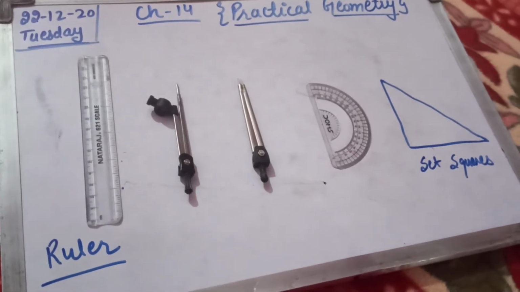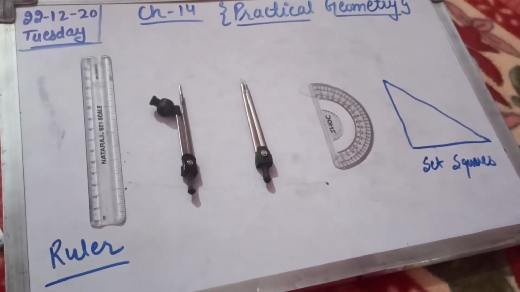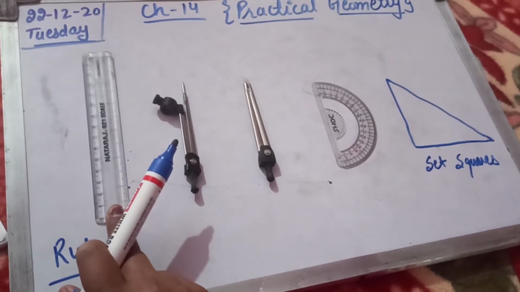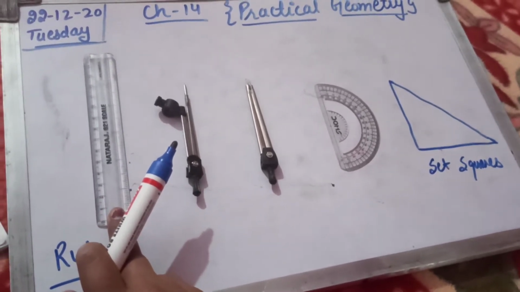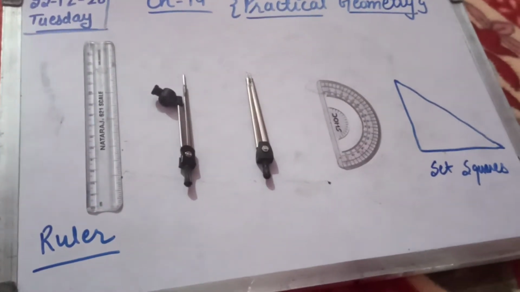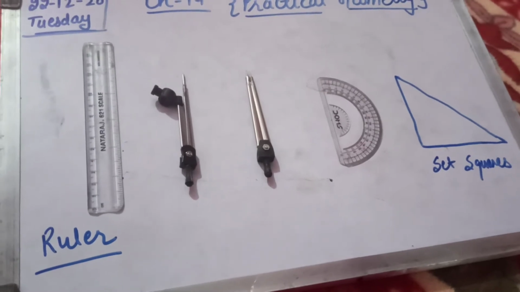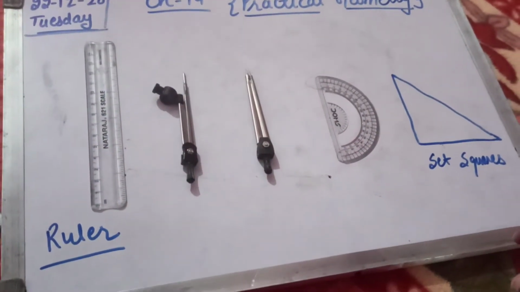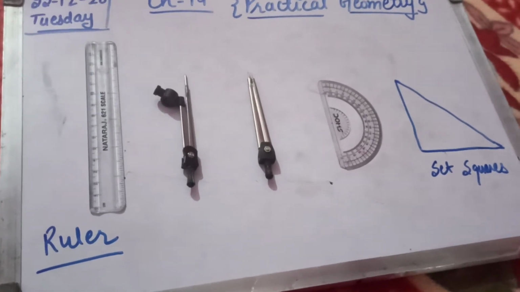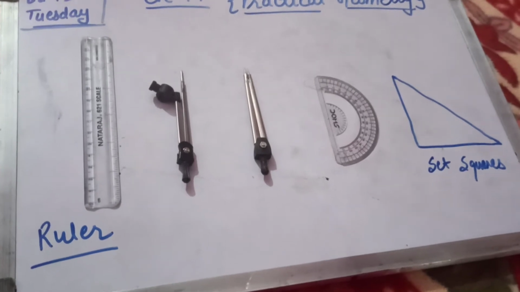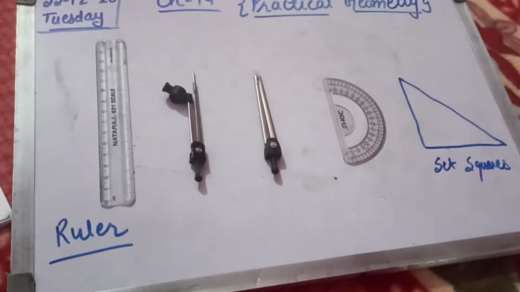Clear? Now, where is the ruler used? A ruler is used to measure the length of a line segment or to draw them. We will use it to measure and to draw them. Clear? This is the use of a ruler.